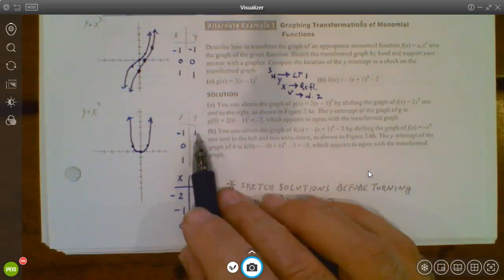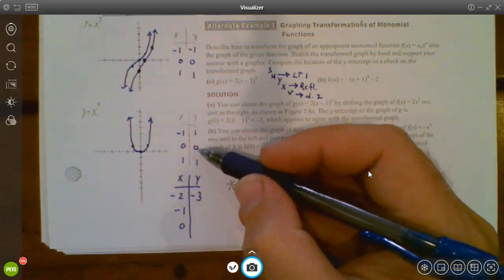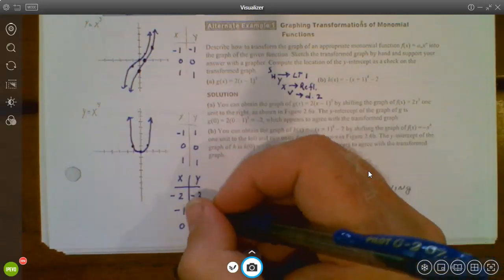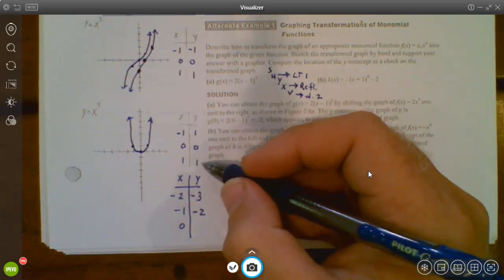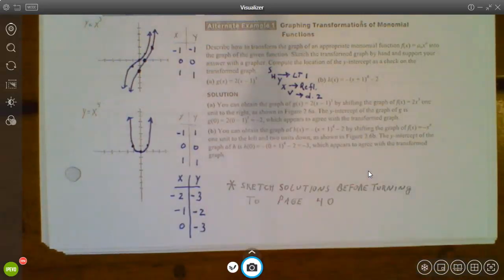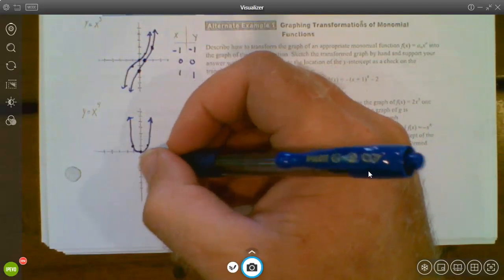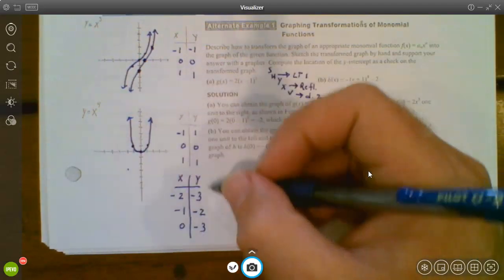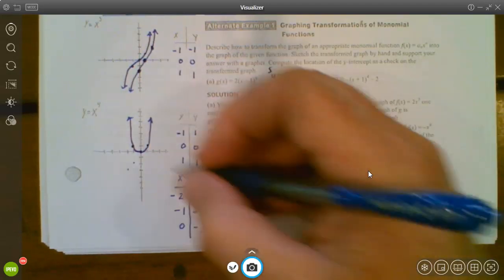So if I multiply this by -1, it becomes -1, and then subtract 2. Times -1, subtract 2. Times -1, subtract 2. And we're getting this look here. Okay, so if I plot those points, I got -2, -3, -1, -2, and 0, -3.